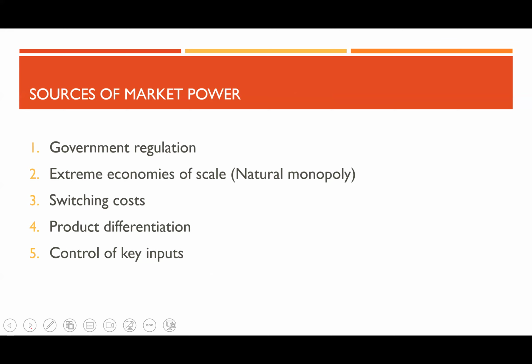The other 4 sources of market power are things that firms can innovate around at times. So we'll look at extreme economies of scale, which is when we see instances of natural monopolies. We'll also look at switching costs, product differentiation, which is going to be key for monopolistic competition. And then lastly, if a firm has control of some key input into the production of a good.